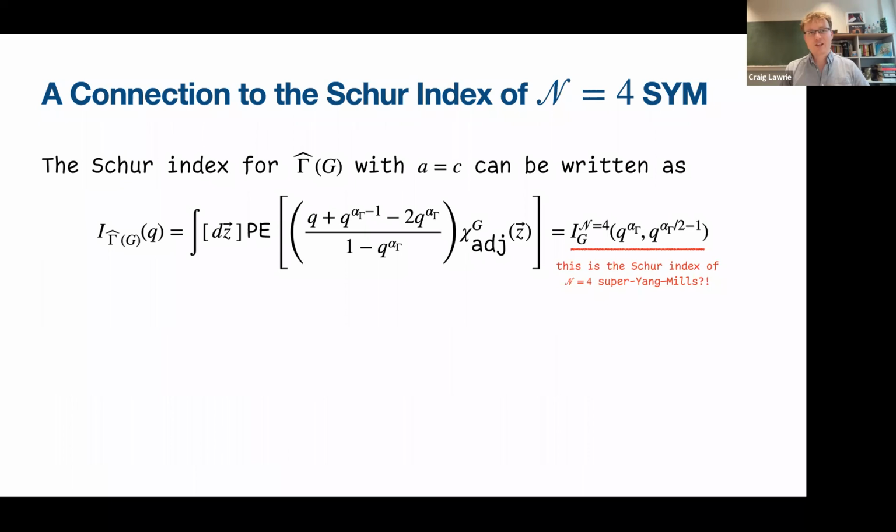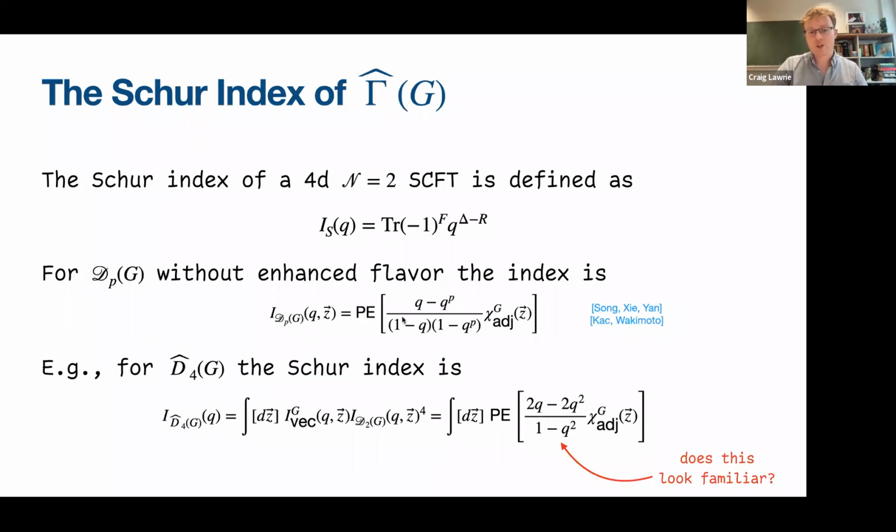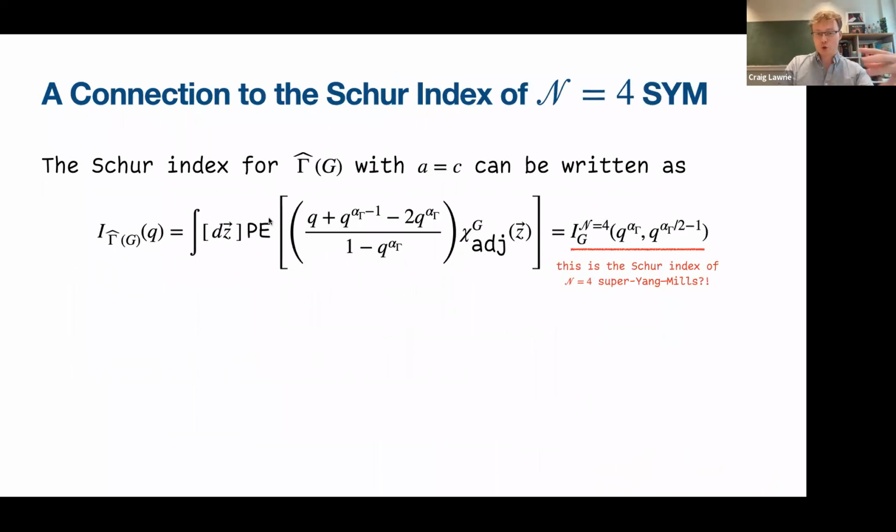So you can see that actually in each case, you can take the Schur index of the gamma hat G theory, specifically where there is no extra flavor. So now you're restricted to the A equals C subsector. Well, okay, that's not quite true. You're restricted to the subsector where there is no enhanced flavor. So what I say here is true for the A equals C theories, but it's also true slightly more broadly within this class of theories.